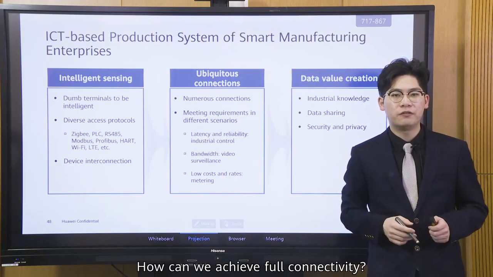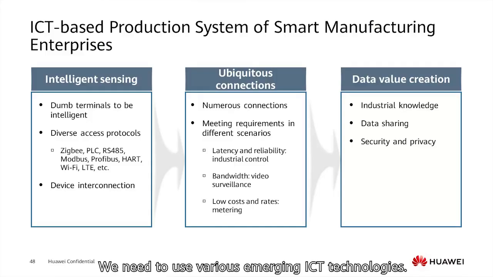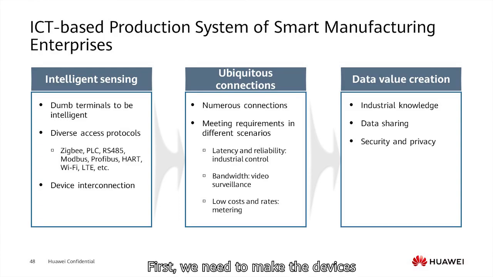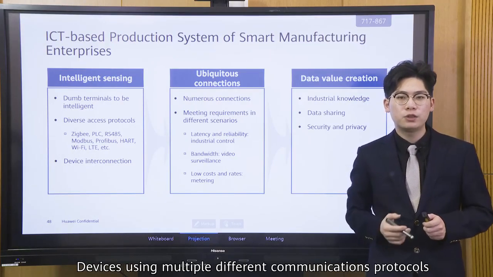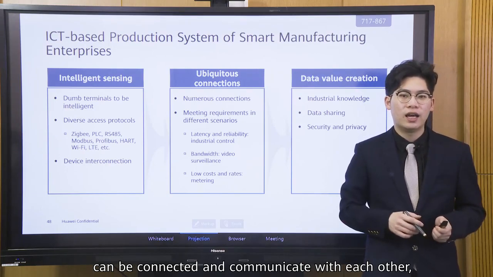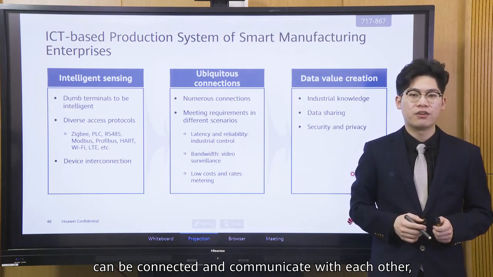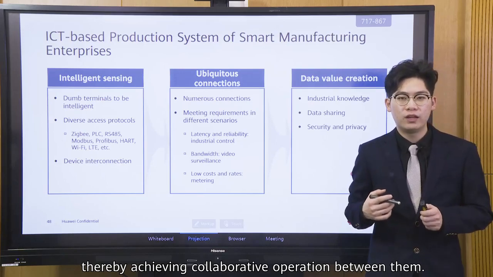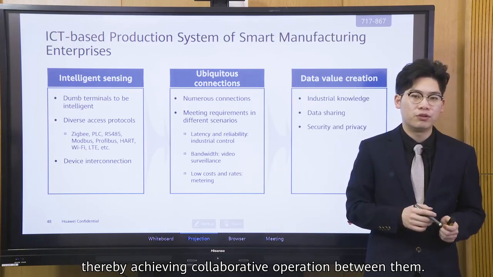How can we achieve full connectivity? We need to use various emerging ICT technologies. First, we need to make the devices at the sensing layer intelligent. Devices using multiple different communications protocols can be connected and communicate with each other, thereby achieving collaborative operation between them.